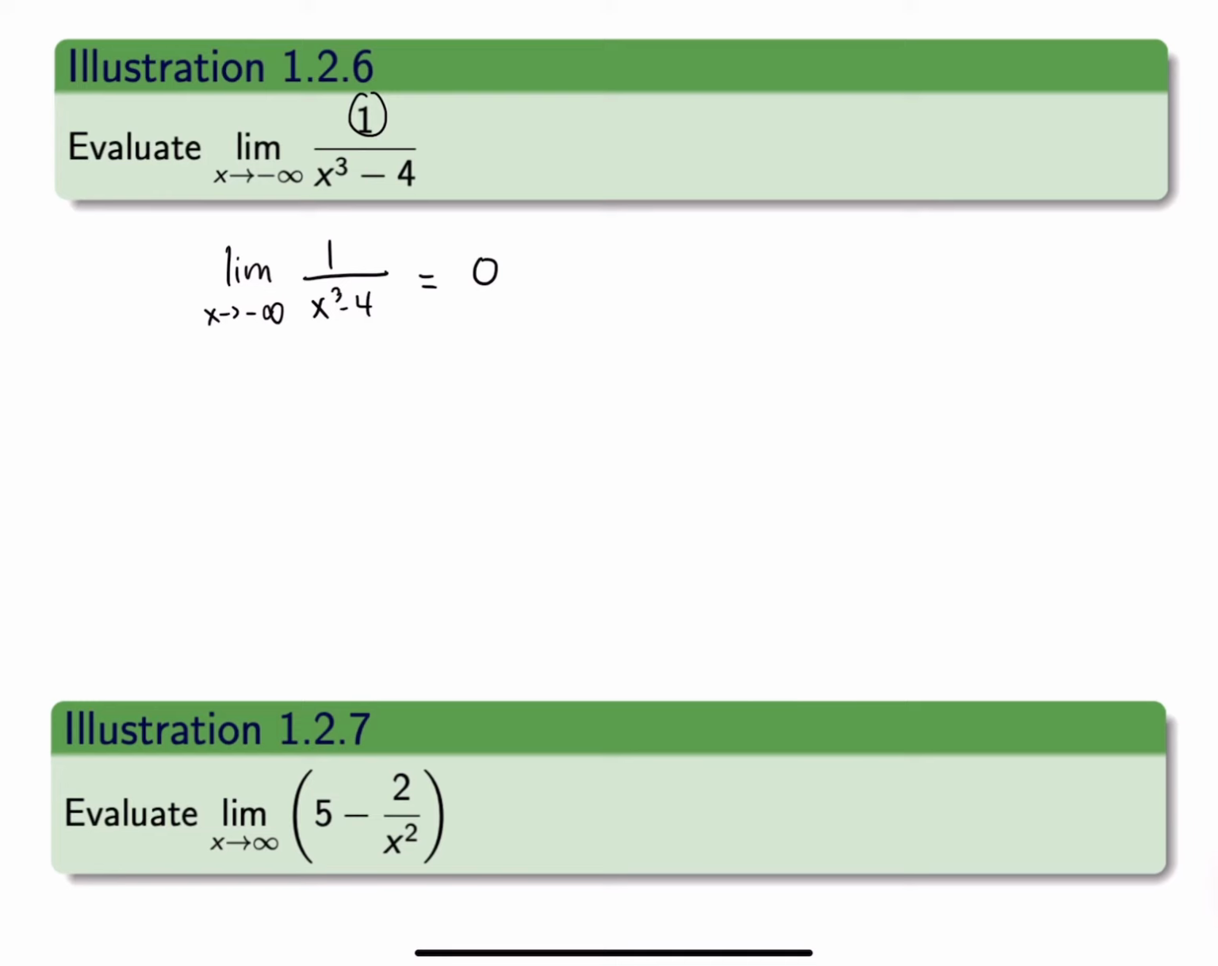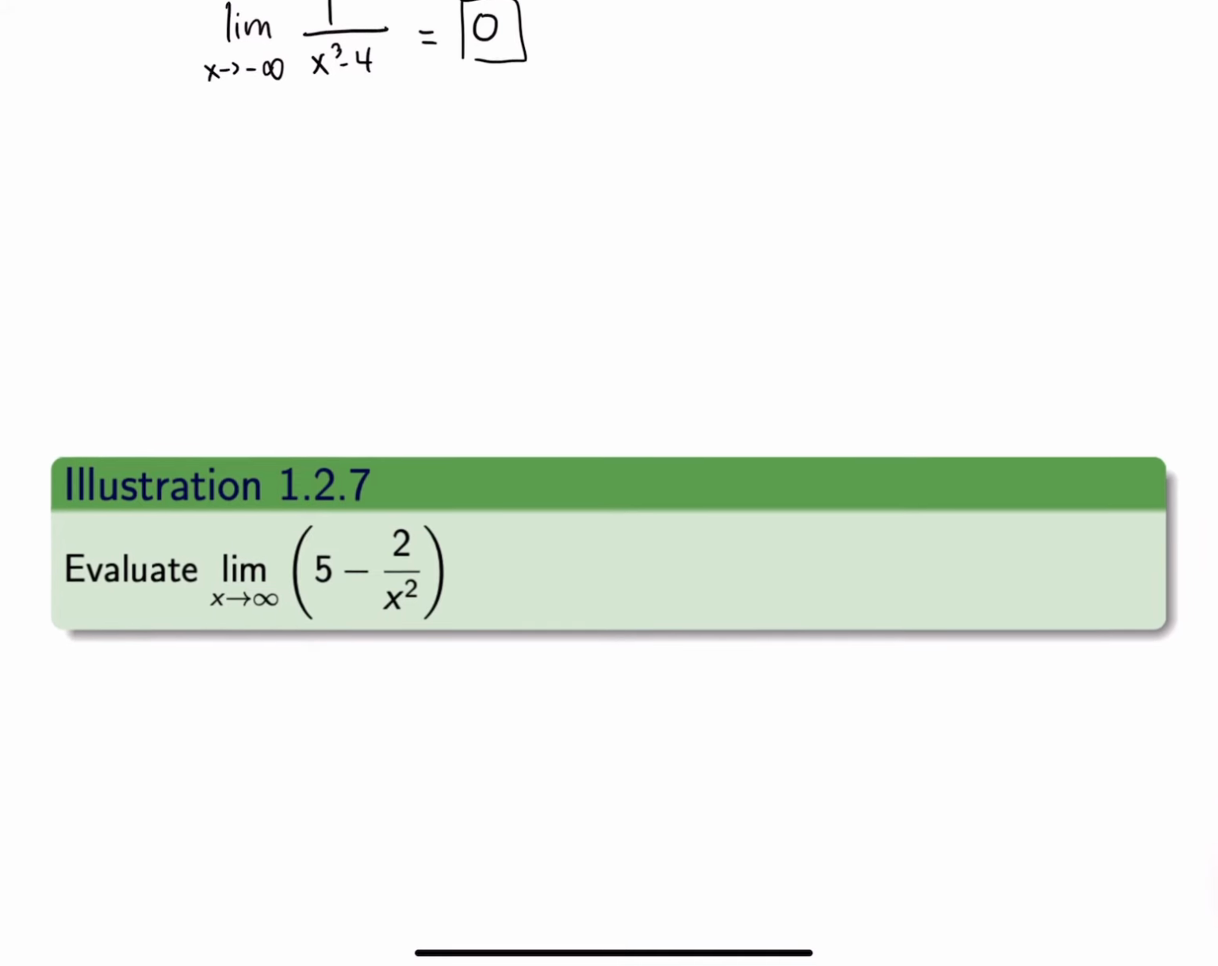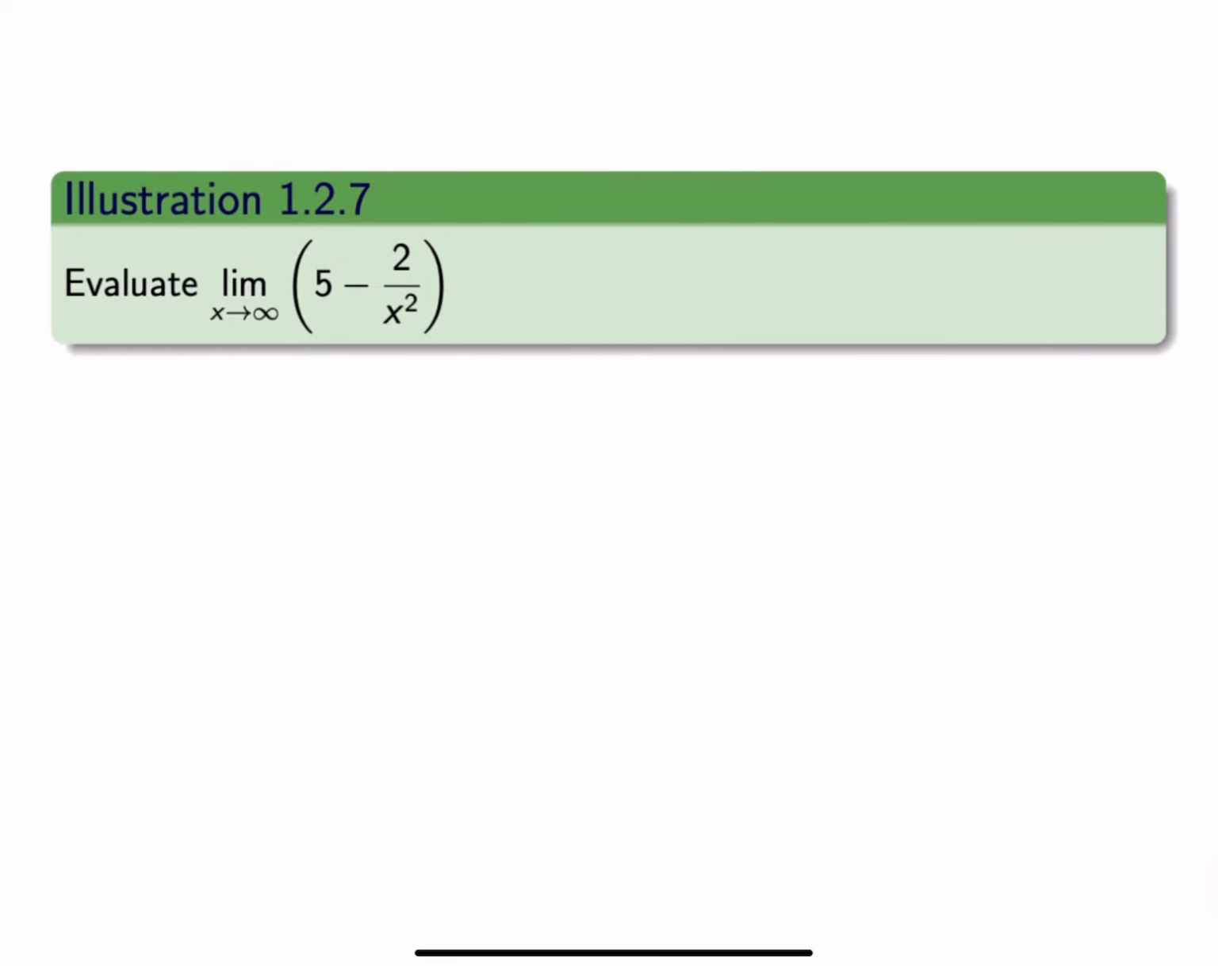Okay? And next, we need to evaluate the limit of 5 minus 2 over x squared as x approaches infinity. Let's just write that down. The limit of 5 minus 2 over x squared as x approaches infinity. We can separate this limit into two different limits. So this is now equal to the limit of 5 as x approaches infinity minus the limit of 2 over x squared as x approaches infinity.